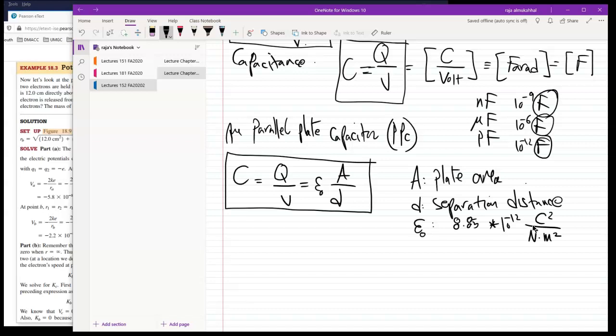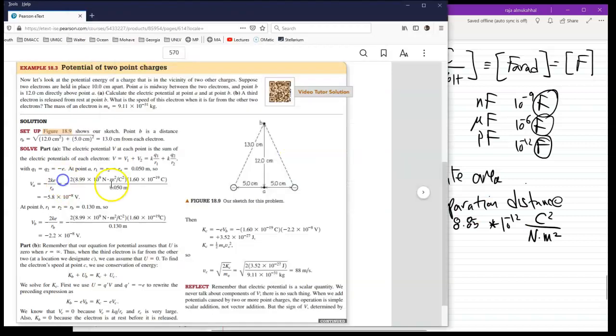Let me show you an example, show you how this works. Let me go to example 18.7 on page 577.